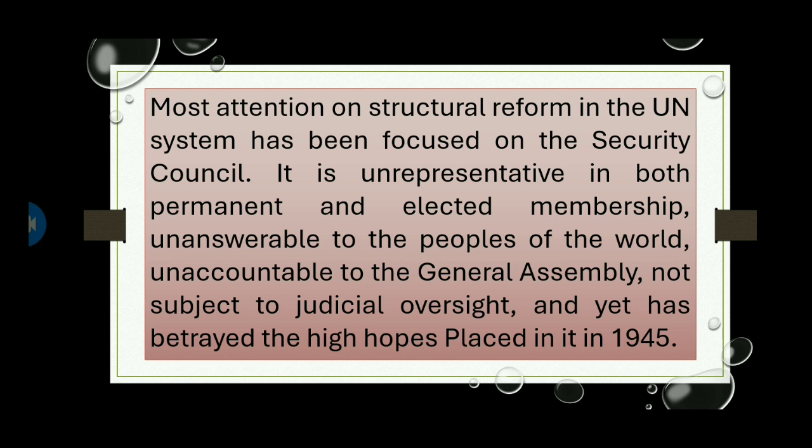The General Assembly is the main deliberative, policy-making, and representative organ of the United Nations. It is composed of all 193 member states of the UN, with each country having one vote. The General Assembly meets annually in regular sessions and can also convene special and emergency sessions when needed. Okay?